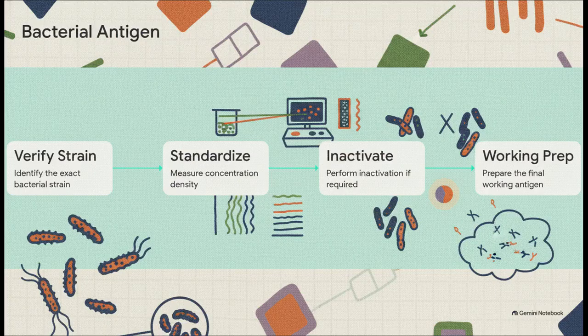Now, for bacterial antigens, the workflow shifts quite a bit. After verifying the exact identity of the bacterial strain, the scientist has to standardize its concentration. Because bacteria are microscopic particles, laboratories rely heavily on physical metrics here. They use validated turbidity standards, which is essentially measuring how cloudy the liquid is, or they use spectrophotometric measurements to ensure the suspension has the exact right density. Once inactivated, this precisely measured antigen ensures reproducible bacterial clumping every single time it meets a specific antibody.